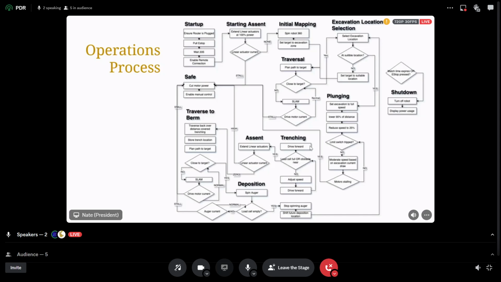But if the motor current is nominal, we continue to the initial mapping phase, where we get an initial view of the field and then set our target to the excavation zone. From there, we can move on to selecting a location for excavating, traversing to that location, plunging to dig, trenching to collect material, bringing it back up, traversing to where we want to deposit it, and then depositing it. At any point, if the match time expires or the e-stop is pressed, we enter shutdown mode and turn off the robot and display the power usage. Anything else in that?